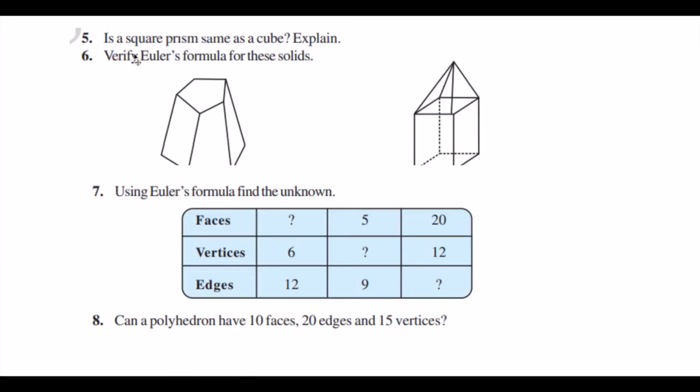Now here you have questions number 5, 6, 7 and 8. Do them yourself. For the 8th question, can a polyhedron have 10 faces, 20 edges and 15 vertices? Find out. F plus V minus E in this case, and if you are getting 2 as the answer, it is possible.